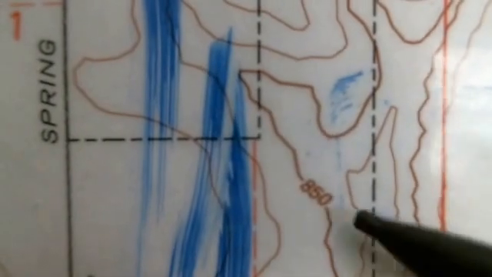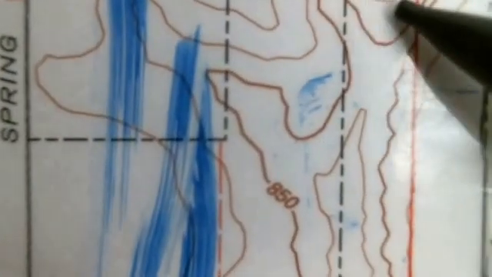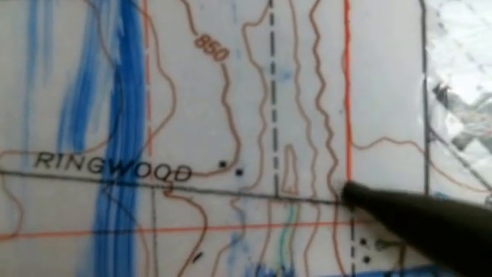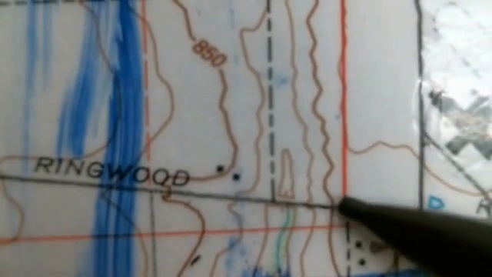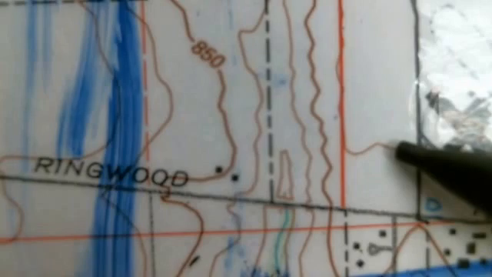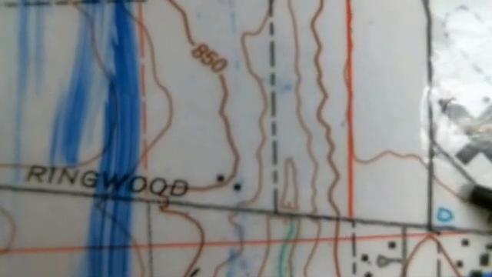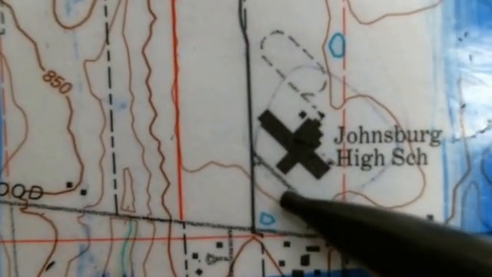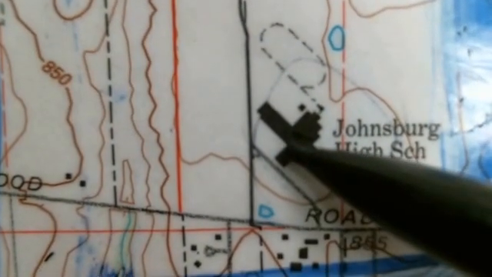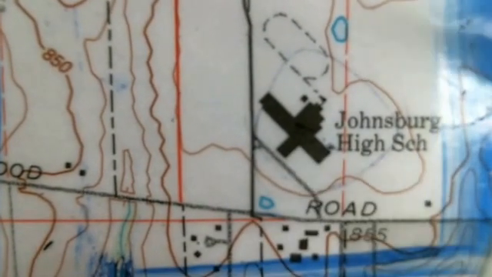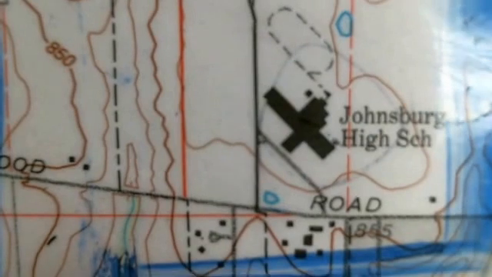Once again, the 850 line goes all the way around. This line right there is 850. Then we go up a step to this line. Think about what elevation that's going to be. And now the school is a little bit higher, so we estimate a half a step to the Johnsburg High School. 1.5 steps above the 850, you figure out the math.